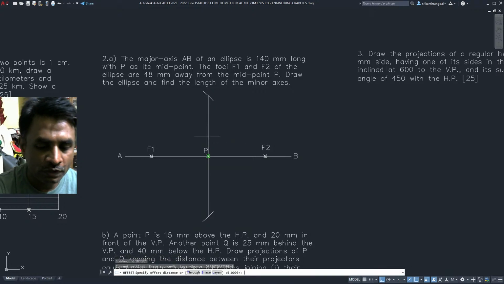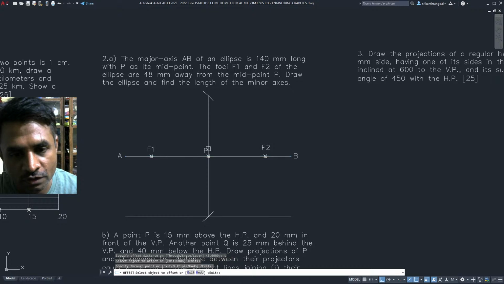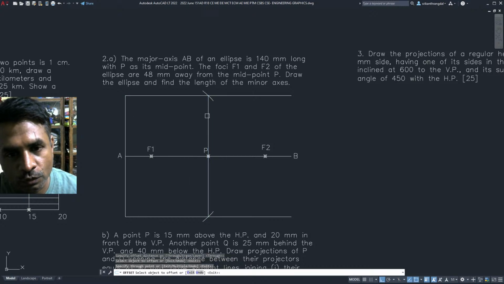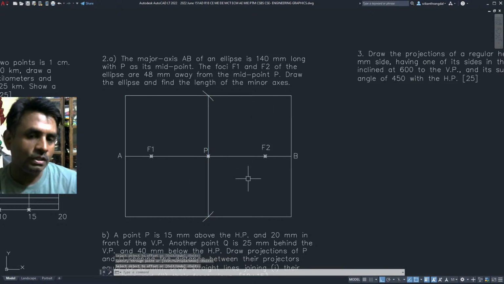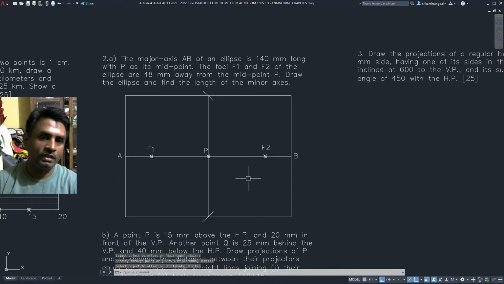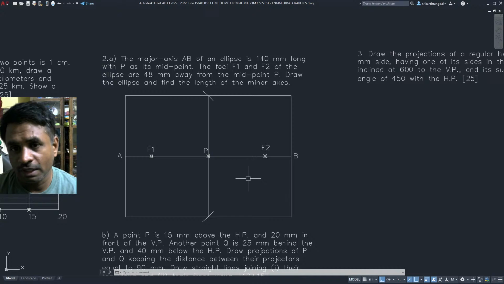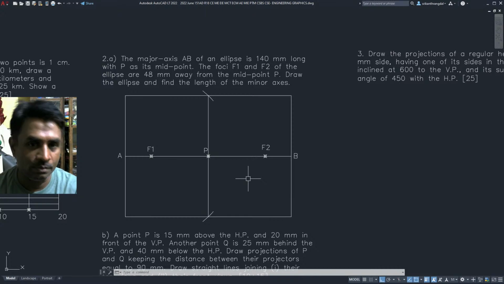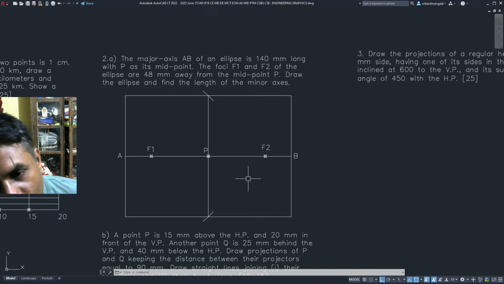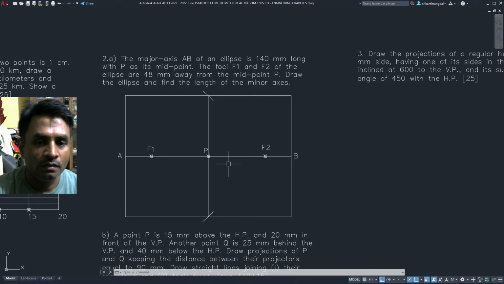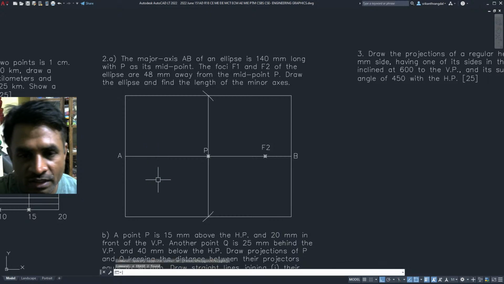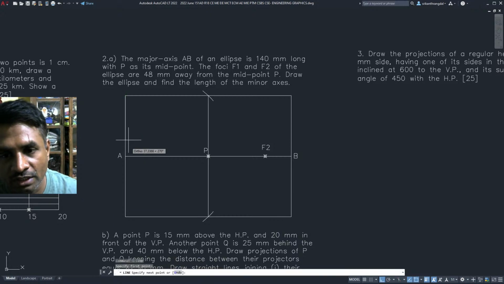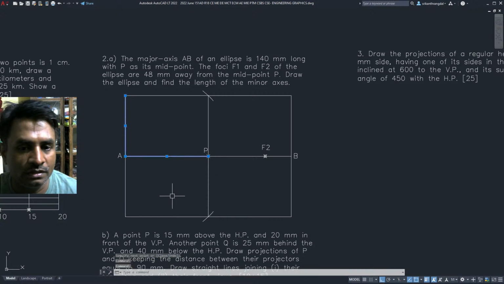Then we have to draw horizontal lines passing through these 2 points, and vertical lines passing through both the ends. Now that we have a rectangle having both the major axis and minor axis, we can easily continue to draw an ellipse inside of this. The process is very simple. We might ignore the focus completely, and we need to make equal divisions in this length and this length. This is going to help us draw the ellipse completely.